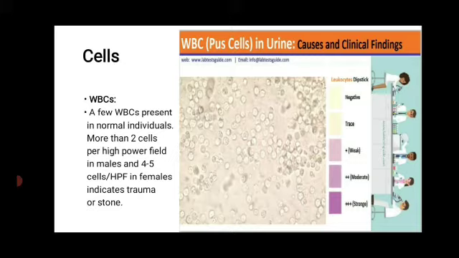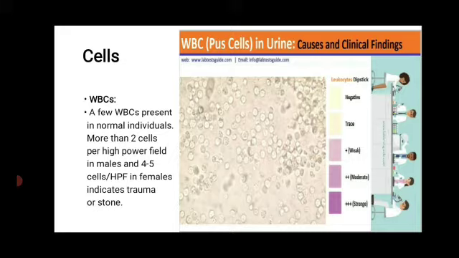What you see in the microscopic examination of the urine are different cells: WBCs, RBCs, and casts. So what are WBCs? A few WBCs are present in normal individuals. More than 2 cells per high power field in males and 4 to 5 cells per high power field in females indicate trauma or stone. Here you can see in the diagram how WBCs or pus cells are seen under the microscope.